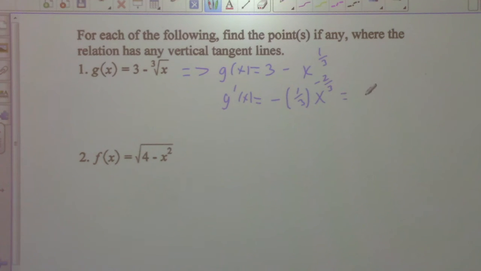And so that's going to be equal to negative 1 over 3 times the cube root of x squared. Does that look right? Yeah. So now we set the denominator equal to zero, right? Mm-hmm. So if we set the denominator equal to zero, three cube root of x squared equals zero. What is x equal to?